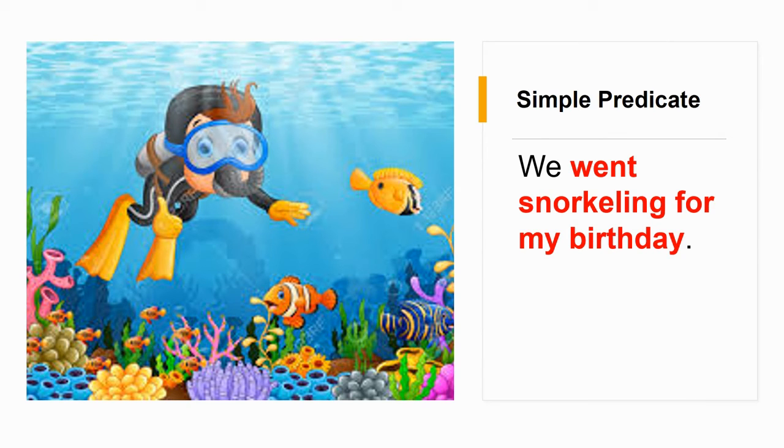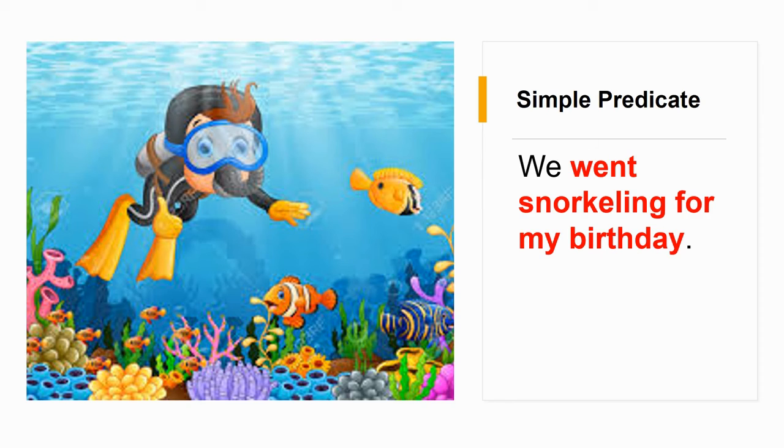Alright, we have the sentence, we went snorkeling for my birthday. Notice the words in red is the complete predicate. But now we're looking for the verb in the sentence, which is the simple predicate. And what's the verb? Who remembers what a verb is? Yes, verbs are action words. So what is the action word in that sentence? Yes, the action word is snorkeling.